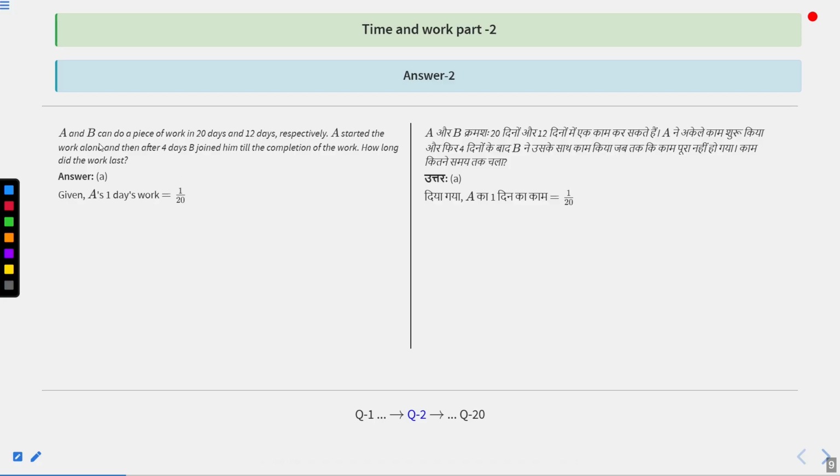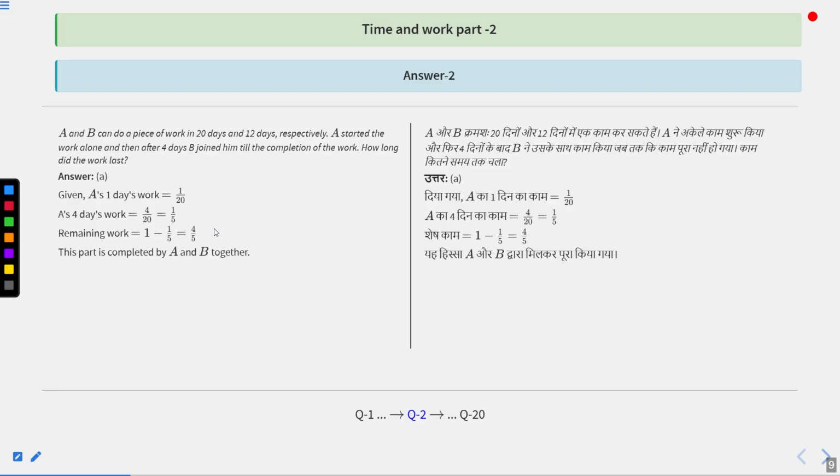The question says that A completed a piece of work in 20 days. So A's 1 day work will become 1 by 20. So A's 4 days work becomes 4 by 20, which is 1 by 5. Same way, remaining work will become 4 by 5. Clear? This part is completed by A and B together, because the question says that. Now if we calculate A and B's 1 day work, it will become 1 by 20 plus 1 by 12, because B completed the work in 12 days. So total work done by A and B in 1 day will become 2 by 15.